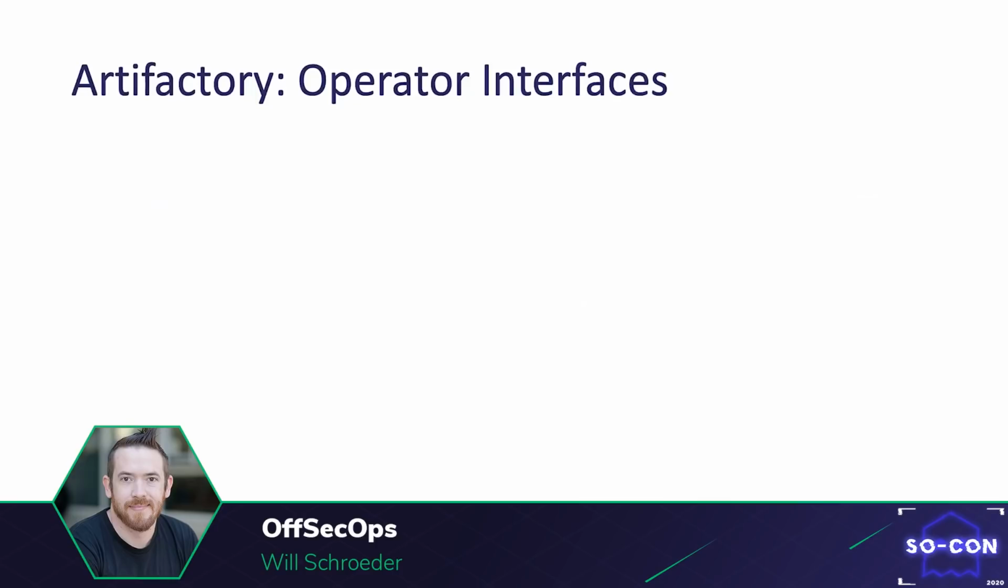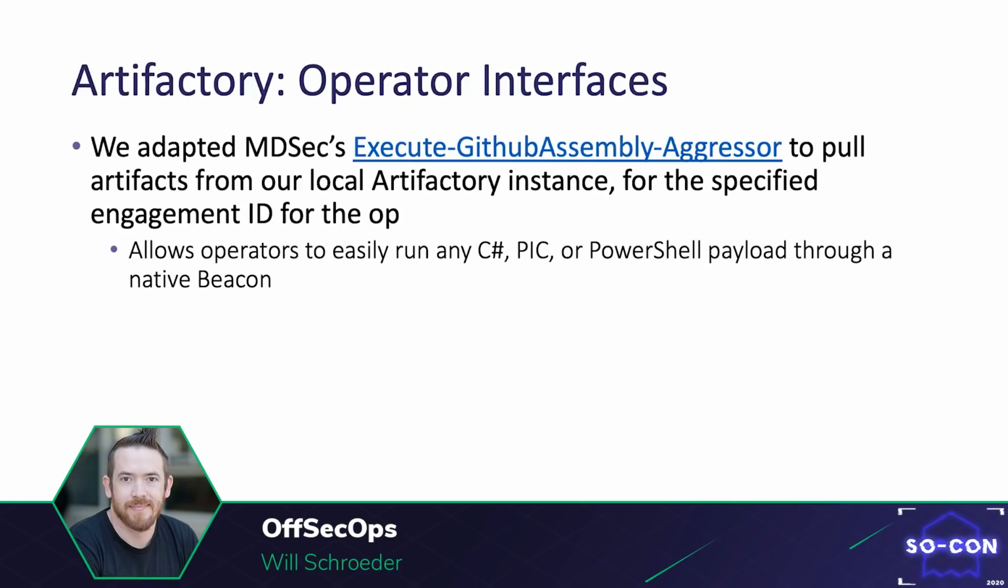And how do operators actually download this stuff? We adapted MDSec's execute GitHub assembly aggressor script to pull artifacts from the local Artifactory instance for the specified engagement ID for the op. This allows operators to easily pull down any C# position-independent shellcode or PowerShell payload through the native Beacon Cobalt Strike interface. Once you load up the toolkit, you have that project or op ID that's synced with the main control server. Then everything you're pulling down is going to automatically pull down just for your particular built project ID.